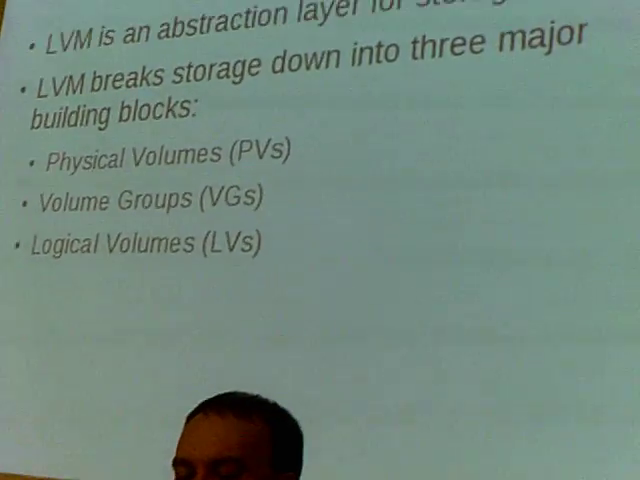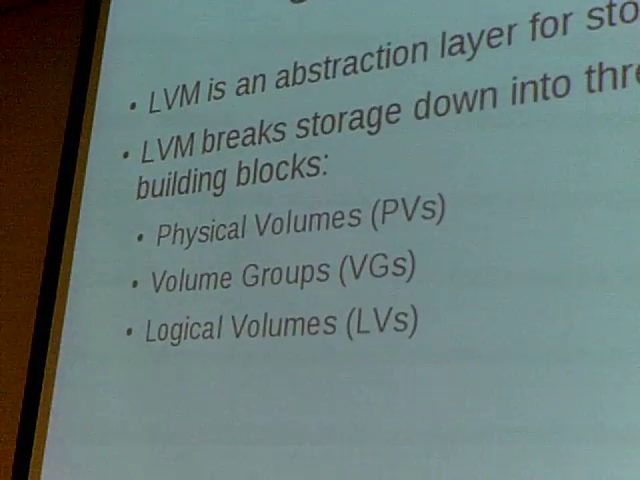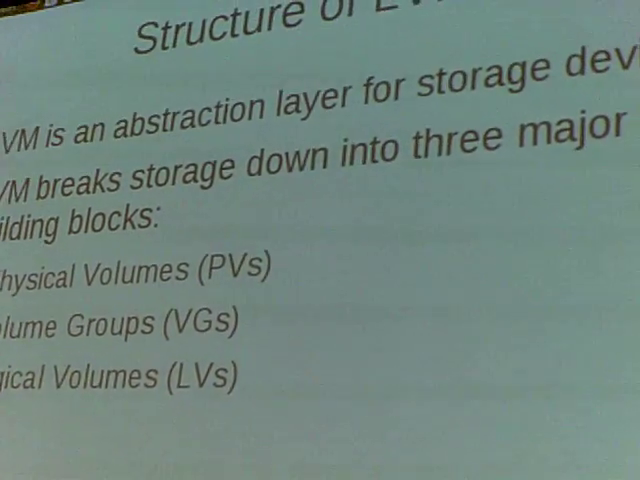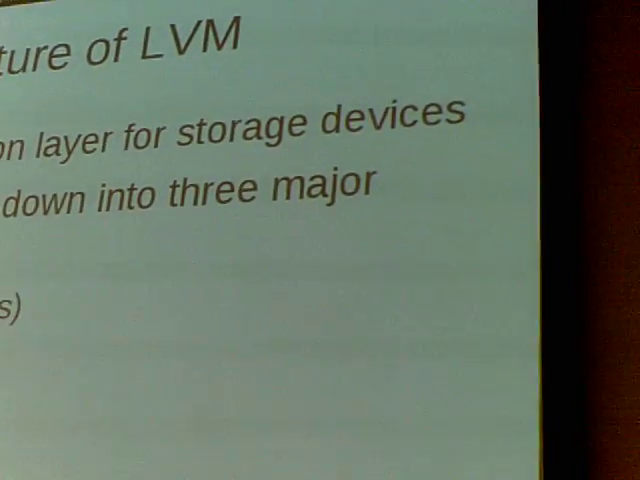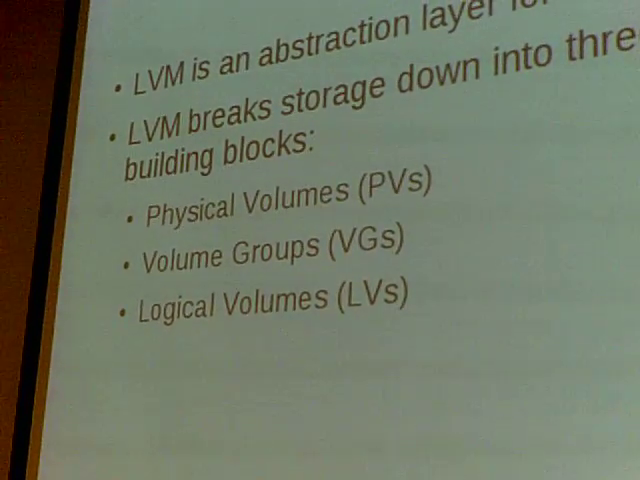Structure of LVM. Fundamentally, it's an abstraction layer for storage devices. LVM breaks down storage into 3 major building blocks: physical volumes, abbreviated PVs, volume groups, abbreviated VGs, and logical volumes, LVs.